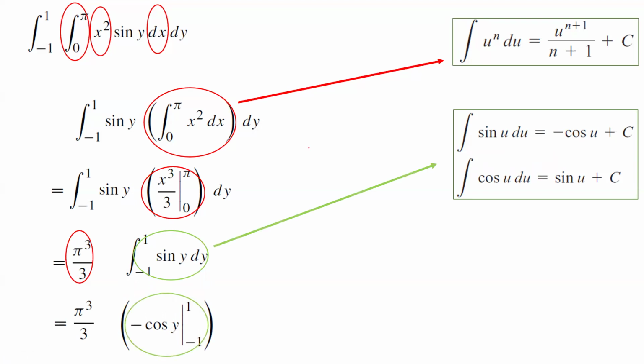You just plug in 1, then you plug in negative 1. So you have pi to the third divided by 3 times negative cosine of 1 minus minus, which gives you plus cosine of negative 1, which is equal to 0. So compare these two examples, the previous one and this one. Switching the order is very important. You need to make sure when you're using x, you have the boundary for x, and when you're using y, you have the boundary for y.